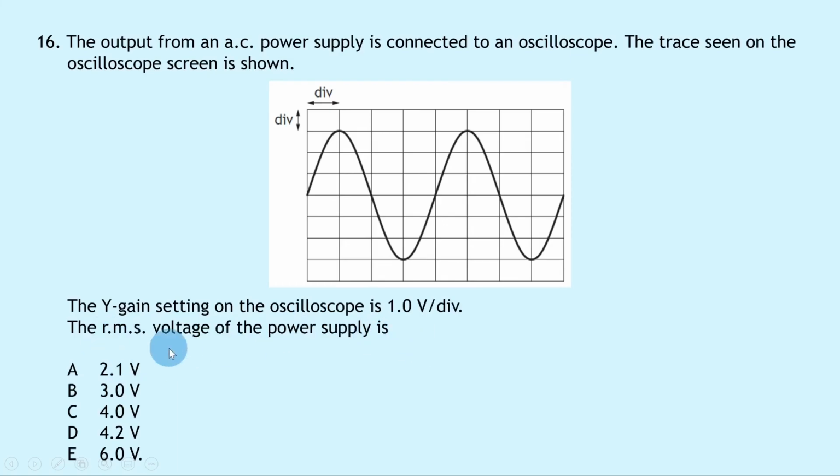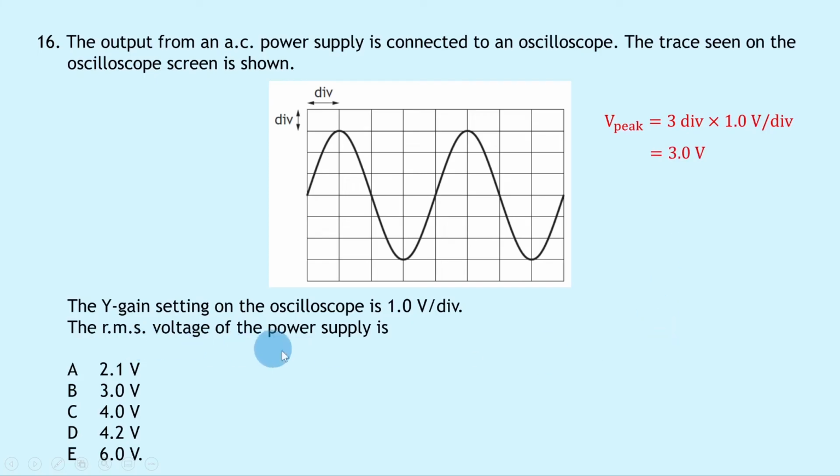Well, to find the RMS voltage, we first need to find the peak voltage using this oscilloscope trace. And remember, the peak voltage is found using the Y gain setting and also the number of divisions for the amplitude of the wave. So we've got 3 divisions that make up the amplitude there. So to get the peak voltage, we do V peak equals 3 divisions times 1.0 volt per division. The divisions will cancel out, and that gives us 3 times 1.0 volts, which gives us 3.0 volts.